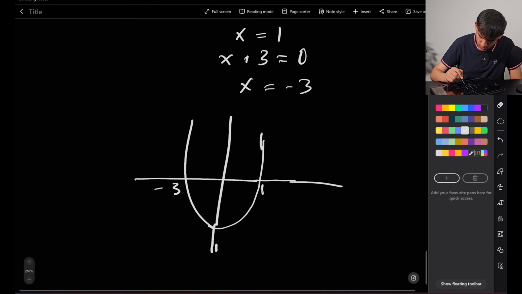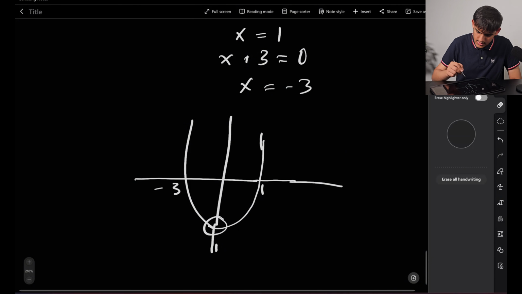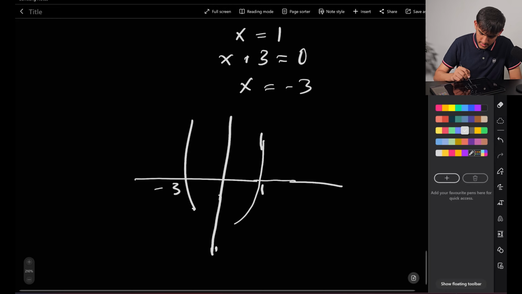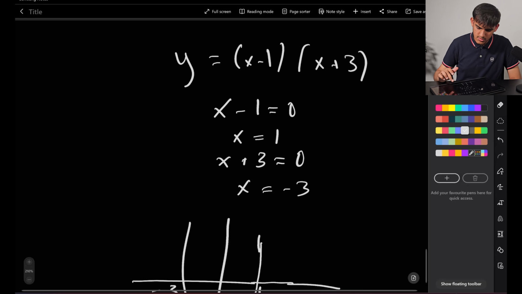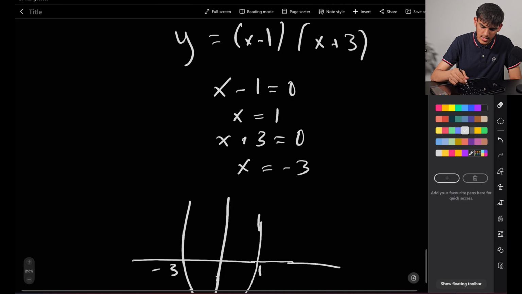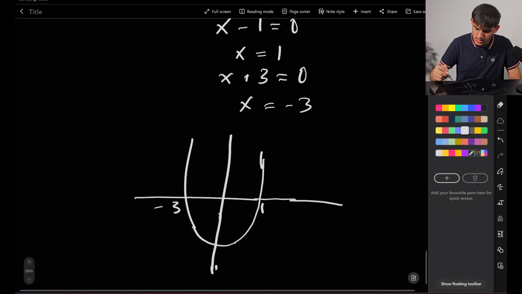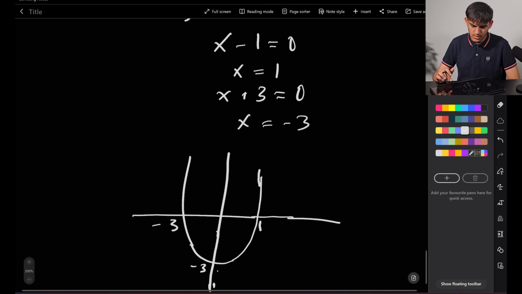X equals 1 here. And then this point, the way you work that out is all we have to do is go back to the original where it's given us x minus 1, x plus 3. All we do is multiply minus 1 by 3, which gives us minus 3. So we know that the y-intercept is going to be minus 3. So there we go. We've sketched the graph and we've labeled all the key points.